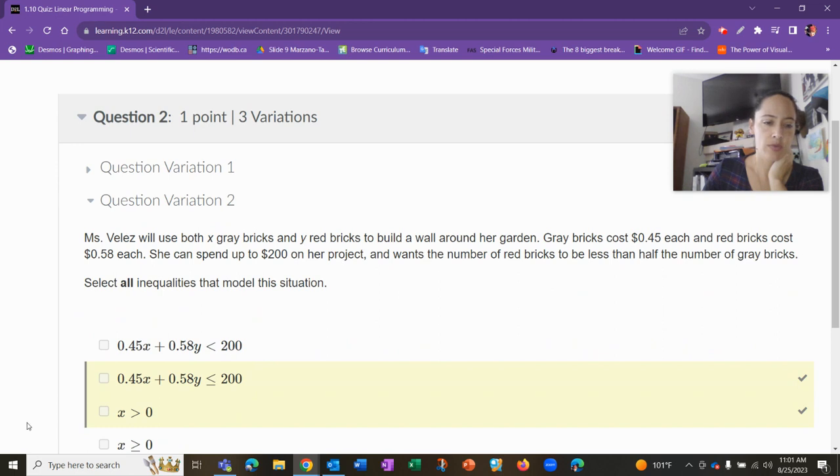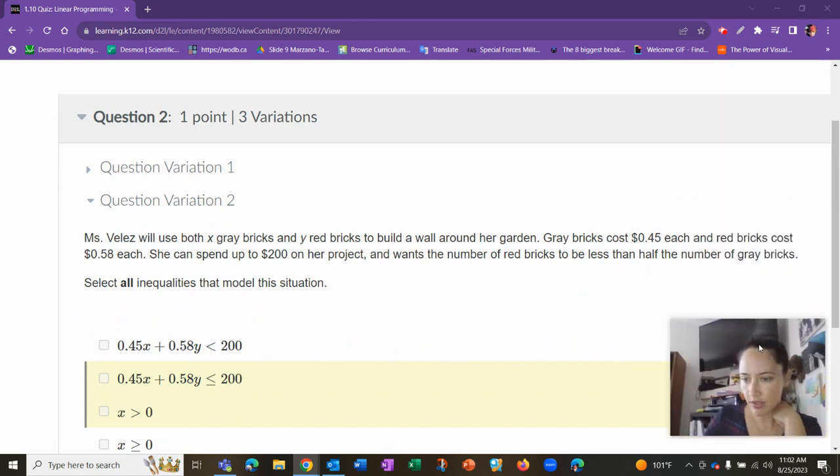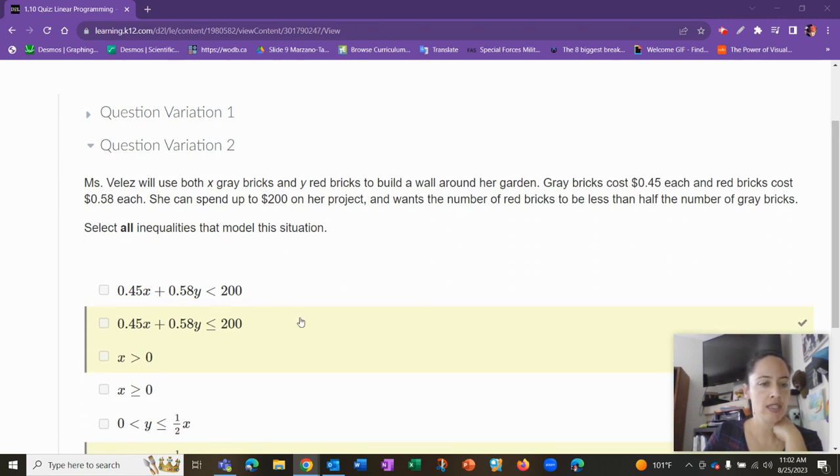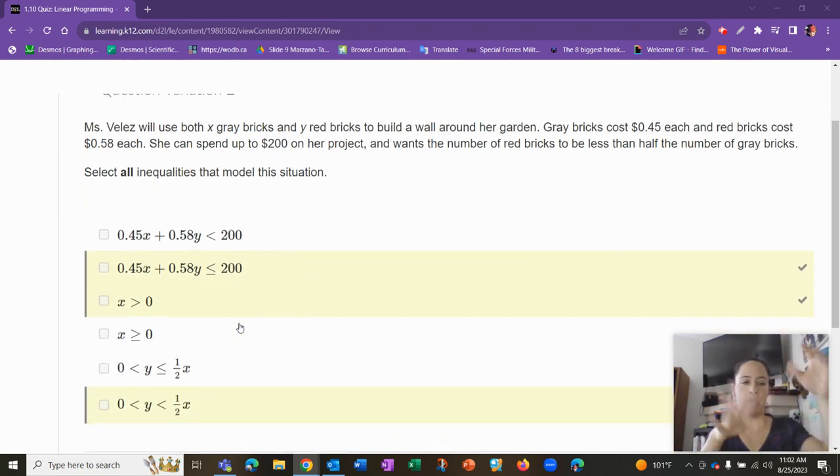Well, Miss Velez, I guess we're going to pick those. So that's all right, because what's happening here is, again, we're just checking the symbol. So maybe it'll make more sense if we have the answer. They're already highlighted for us. That's nice, but they won't be for you. And you might have this problem, you might not.